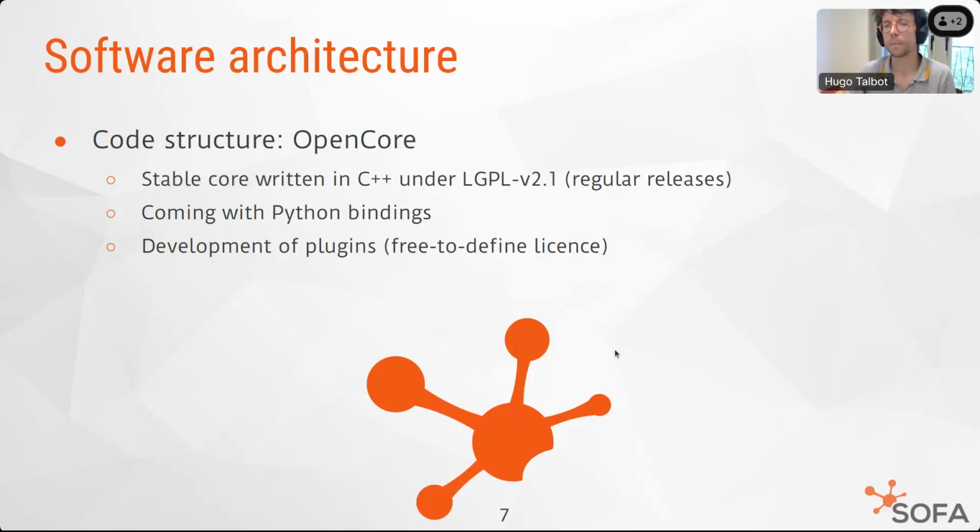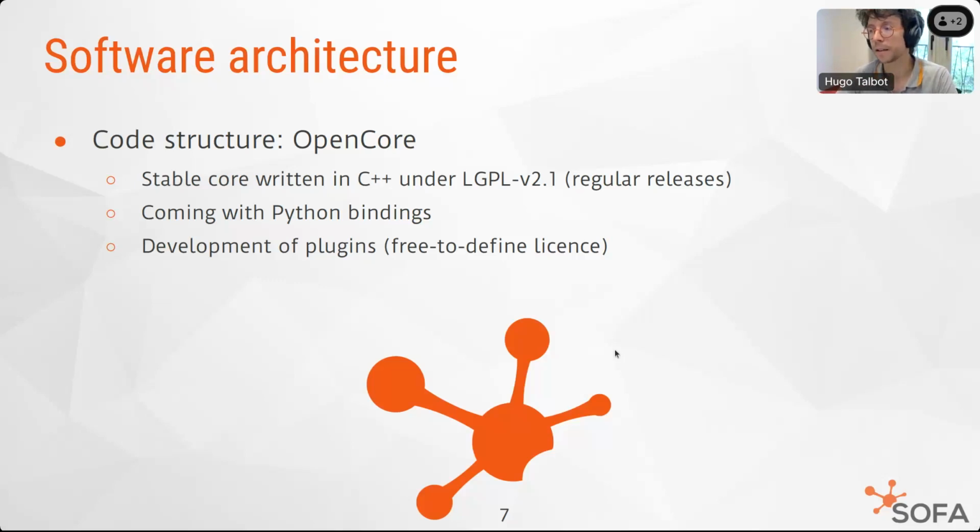Those plugins are some kind of separate code which are apart from SOFA, and therefore they can have the license that the user, the developer wants. It can be an open source plugin, but it can also be a private plugin. This model is called an open core architecture for the project.